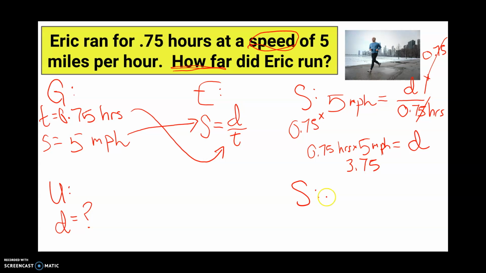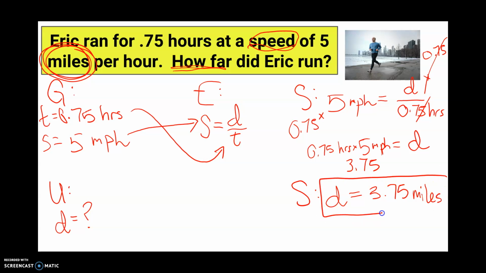3.75. So let's write my whole solution here for that second one. How far did Eric run? His distance equals 3.75. But what are my units going to be? Well, there's a clue here. His speed is in miles per hour. So Eric ran 3.75 miles.